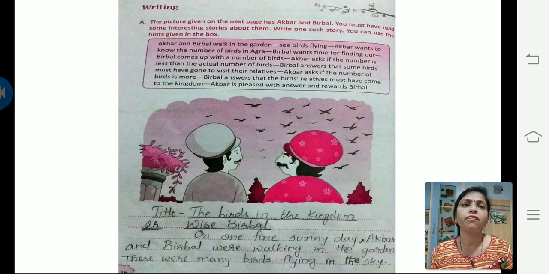First of all, read the outlines very carefully. After reading the outlines, I guess the title should be given first, and I guess the title I can give is The Birds in the Kingdom, or you can say Wise Birbal. Everyone knows that Birbal was very wise. So we can give that title also, Wise Birbal.